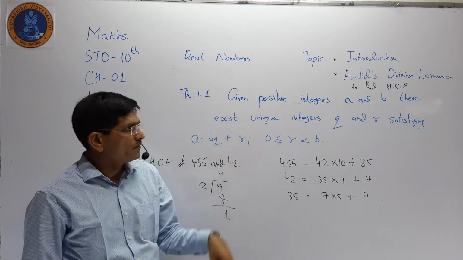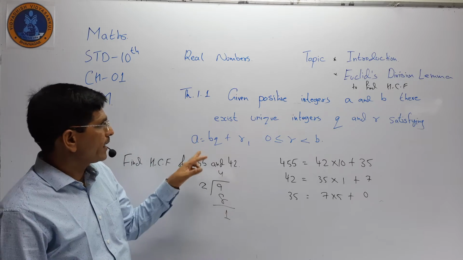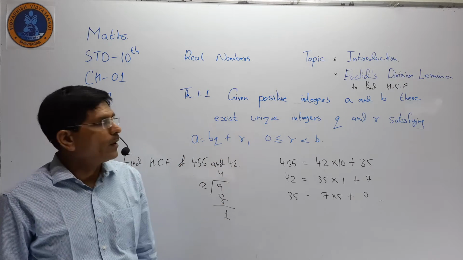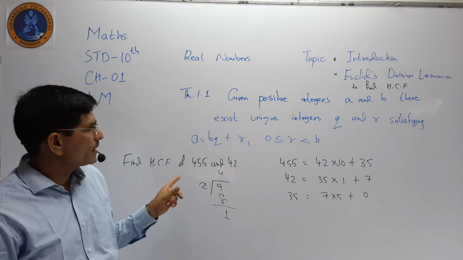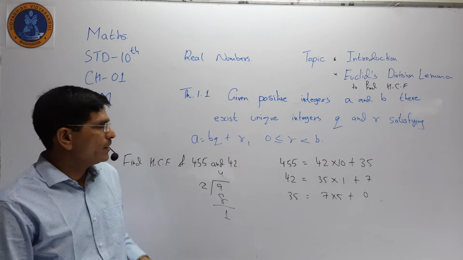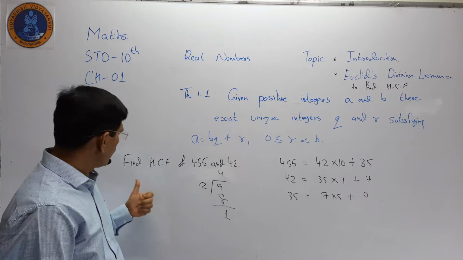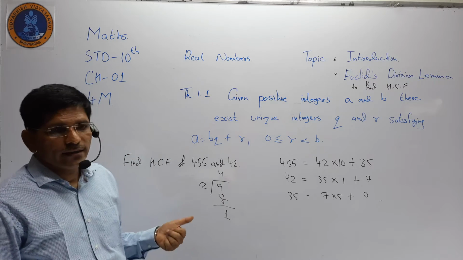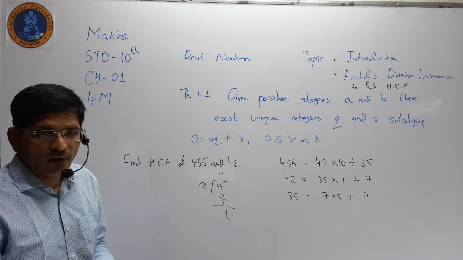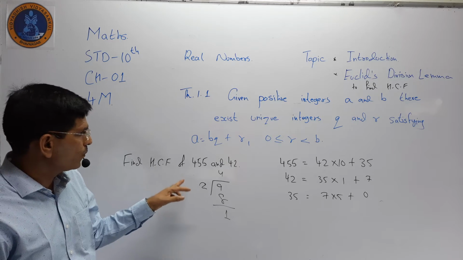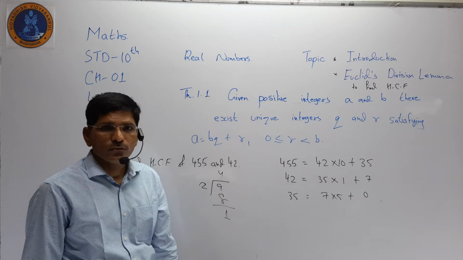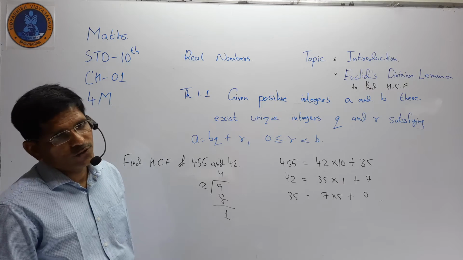So given positive integers a and b, there exist unique integers q and r satisfying a is equal to bq plus r, 0 less than or equal to r less than b. Now the question is to find the HCF of 455 and 42.